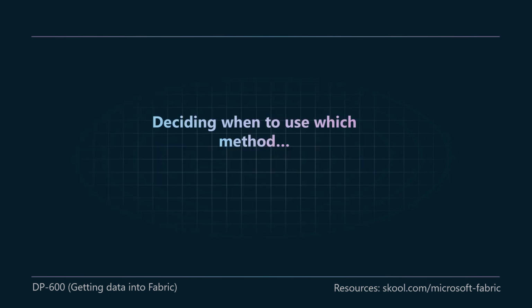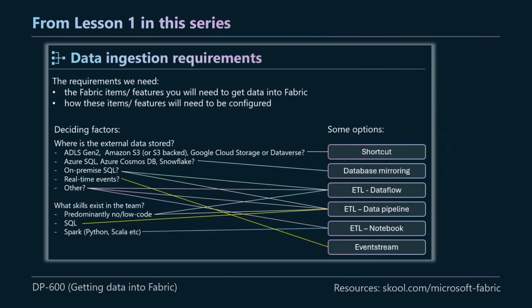So let's just talk now about deciding when to use which method, and we did touch on this in the first lesson in this series. We talked about some of the deciding factors when we're planning out our Fabric implementation, right? So talking about the storage, where is it stored, and also what skills exist in the team. And that's a really good start, but there's also some other factors that we need to bear in mind when we're thinking about choosing a data ingestion method.